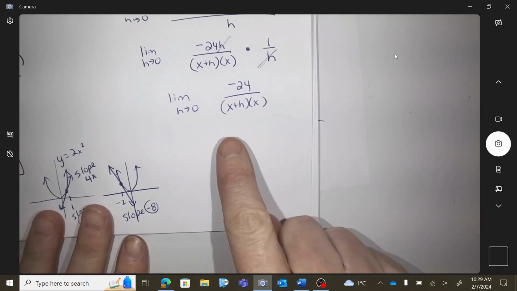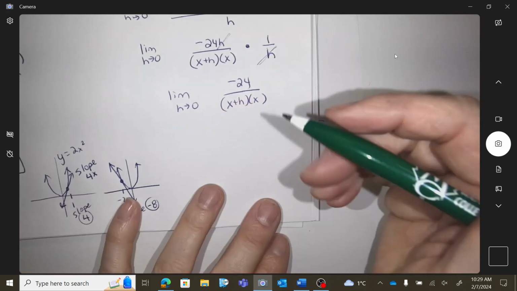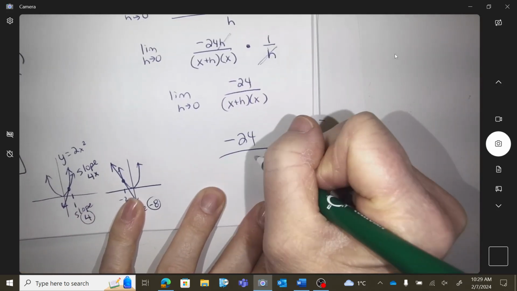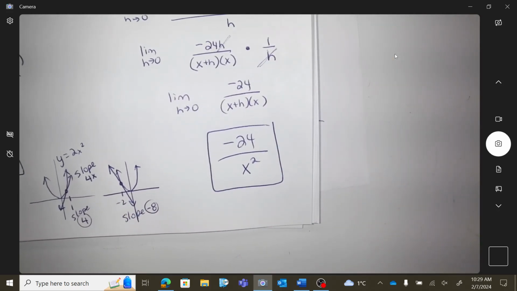So what if you plug a 0 into this position? What does your bottom become? So that's me plugging a 0 in at that point. That's what I always do at the end.